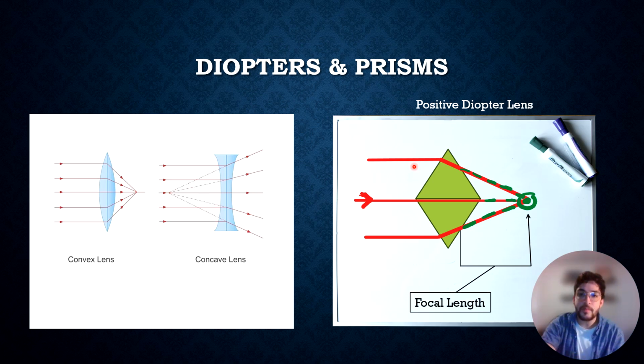And so we use these lenses for different things. A positive diopter lens we would use for hyperopia, which is farsightedness. With hyperopia, the issue is that the image is not focused onto the retina. It's focused a little bit behind the retina. And so with this lens in front of the eye, we converge the light at a different angle than what the eye would converge it, and that pushes that focal length a little bit more forward.